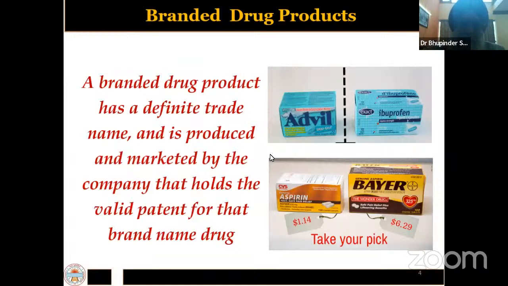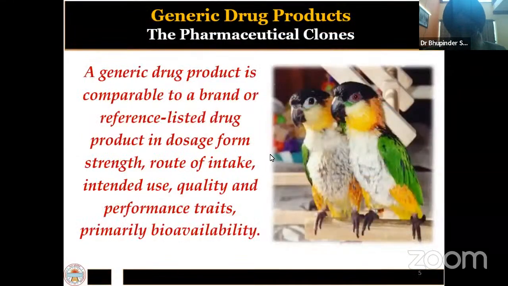A branded one has a definite trade name assigned to it, which is patented, and it holds good for the company which has the patent, which has the innovator's credit for the same. Although this is a little expensive, a lot of R&D work has already been carried out on the branded work. And a generic product is assumed to be a pharmaceutical clone of the reference listed product or the innovator's product.